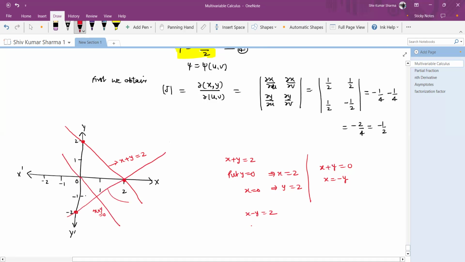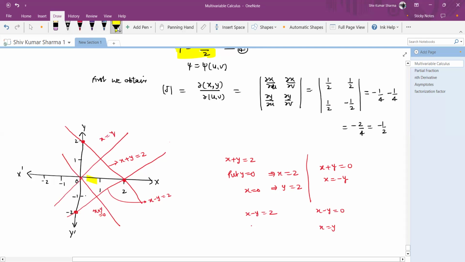So this is our third line. This represents x minus y equal to 2. Now the fourth line is given as x minus y equal to 0, meaning y equal to x, or x equal to y. So this is our fourth line.